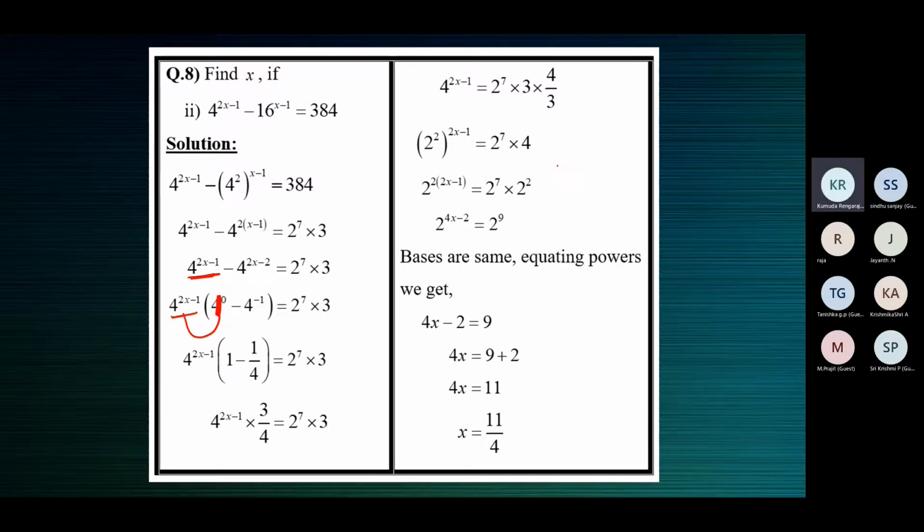I have written 4 to the power 0 because when you multiply 4 to the power 2x minus 1 and 4 to the power 0, bases are same. So you need to add the powers, 2x minus 1 plus 0, which is 4 to the power 2x minus 1.